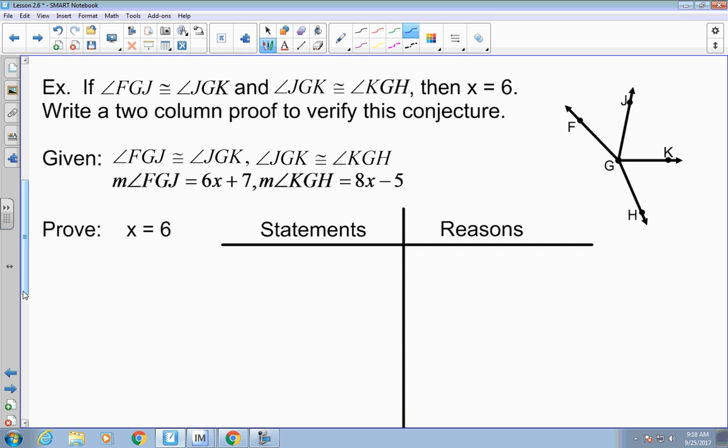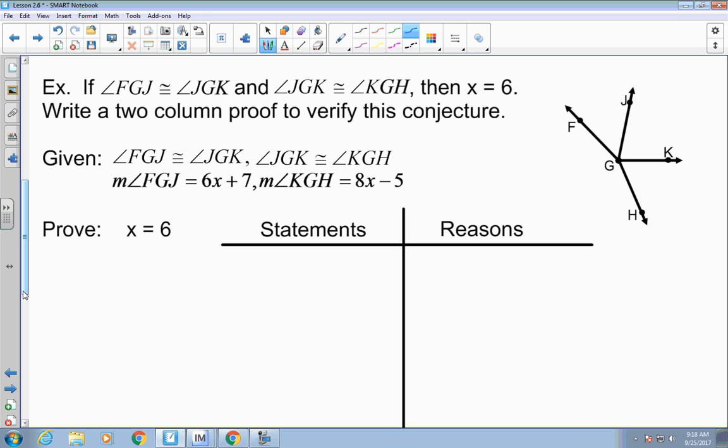This one says, if angle FGJ is congruent to angle JGK, and angle JGK is congruent to angle KGH, then x is equal to 6. The statement following the word if is your given. Your then is what you're trying to prove. Now, they also give you a little bit more information here. It gives you the value of FGJ and of JGK.